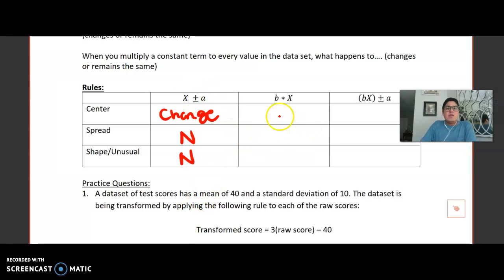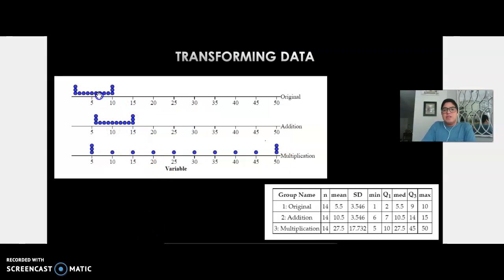But when we multiply, our spread is going to change, and you'll still notice that there's been no change to our data. It still is bimodal, but we have added gaps into the data. So we'd still have to take that into account.